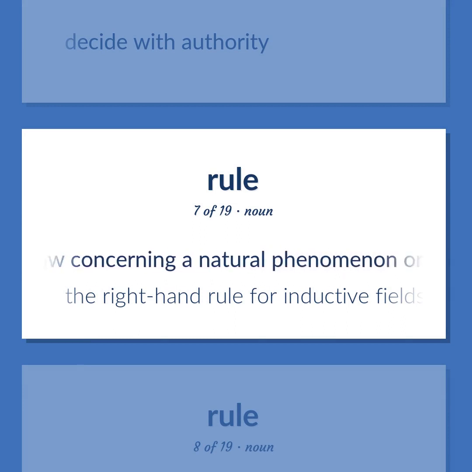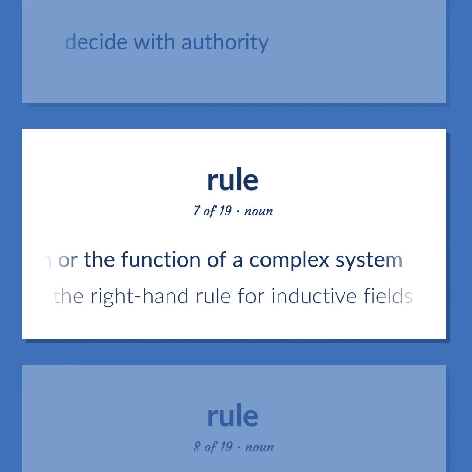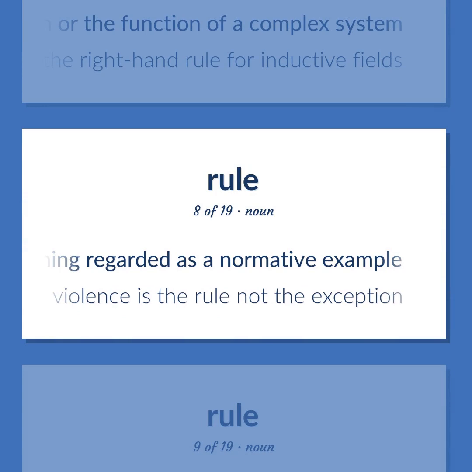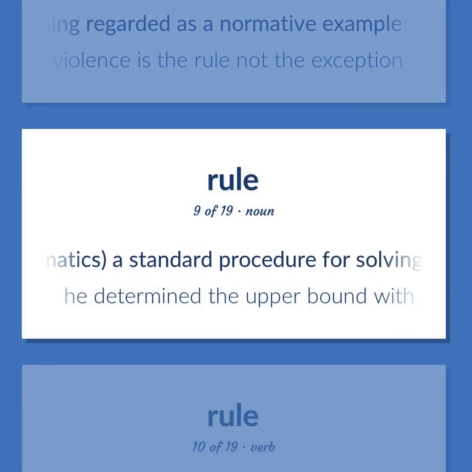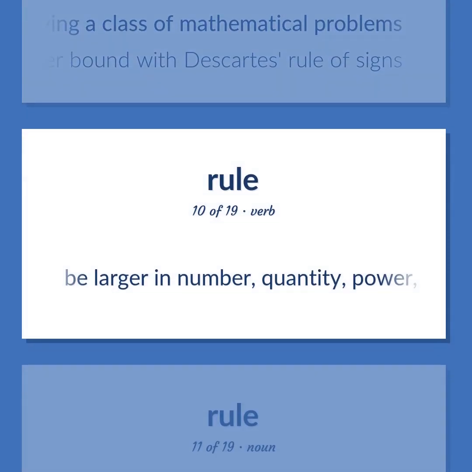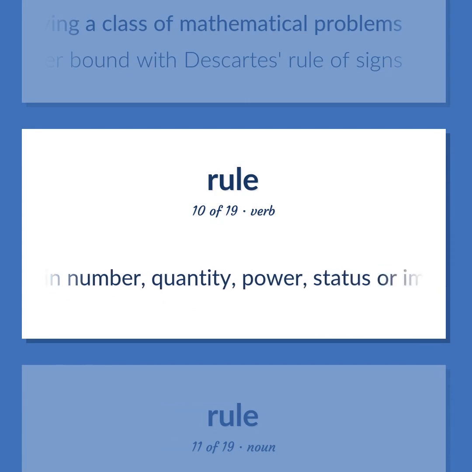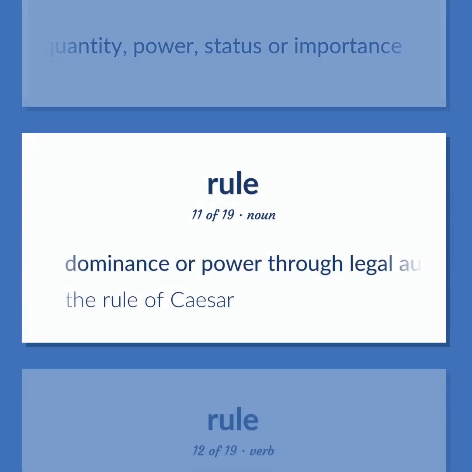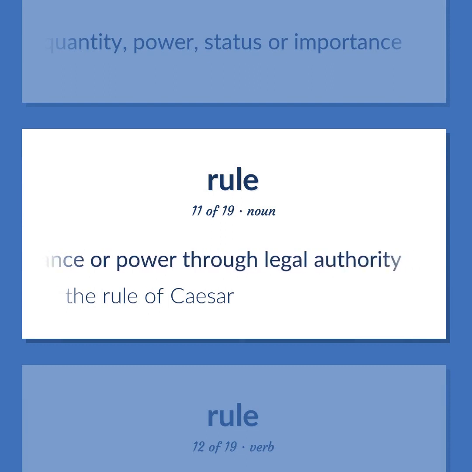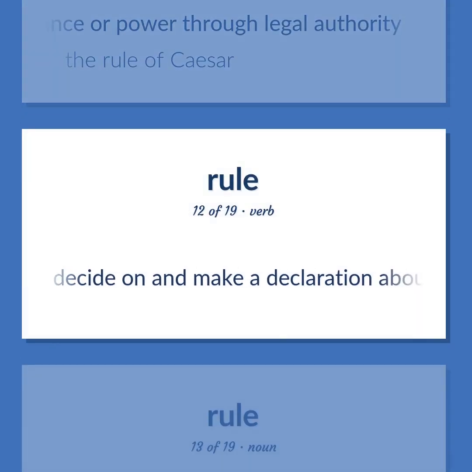A rule or law concerning a natural phenomenon or the function of a complex system. The right-hand rule for inductive fields. Something regarded as a normative example. Violence is the rule, not the exception. Mathematics. A standard procedure for solving a class of mathematical problems. He determined the upper bound with Descartes' rule of signs. Be larger in number, quantity, power, status or importance. Dominance or power through legal authority. The rule of Caesar. Decide on and make a declaration about.